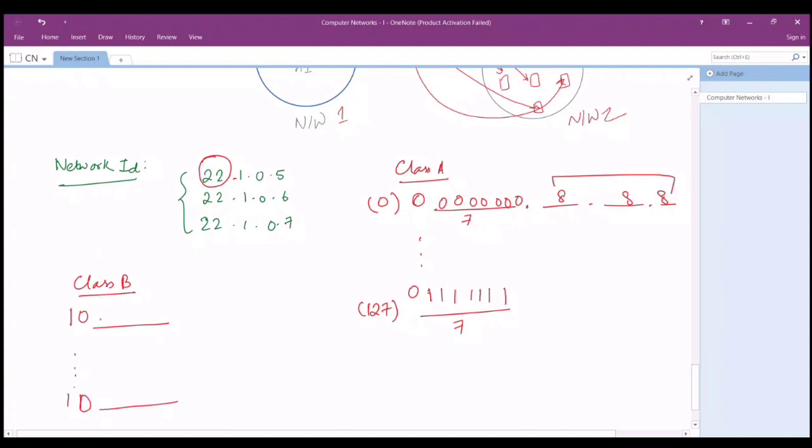So if you see, it is what? Here we have 0, 0, 0, 0, 0, 0, and it will end till what? 1, 1, 1, 1, 1, 1. Also in class B, we have these 8 bits as reserved for the network ID part.